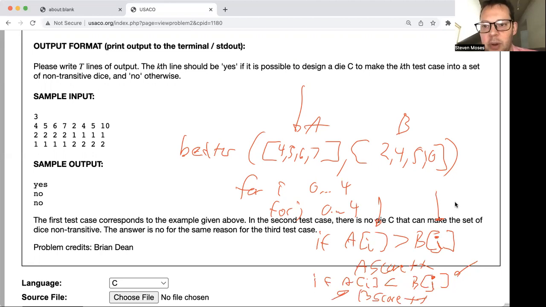What that essentially is going to give you is a function here that will take in 2 dice, A and B, and then tell you whether or not A is able to beat B.